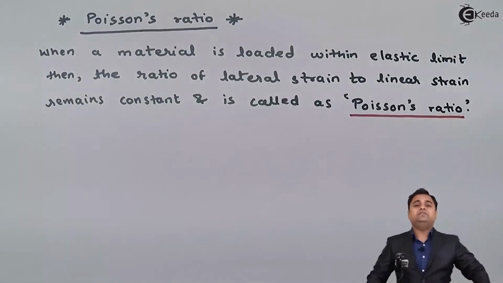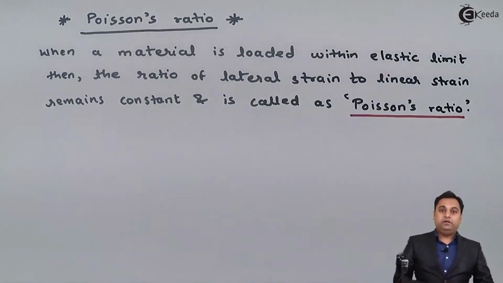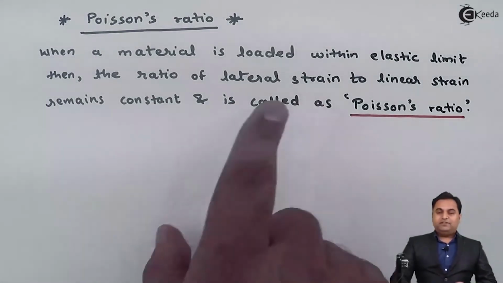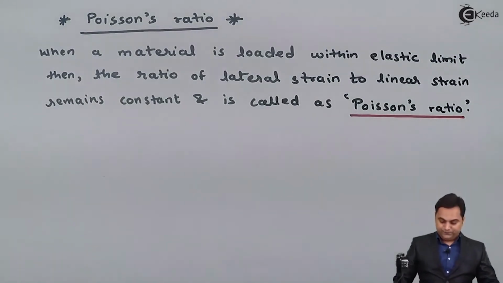So here I have written the definition of Poisson's ratio, that if we have a material and when it is loaded within elastic limit, then the ratio of lateral strain to linear strain remains constant, and that ratio is called as Poisson's ratio.